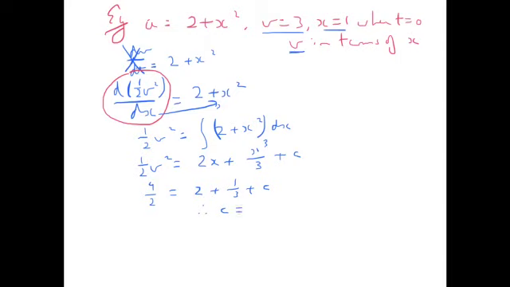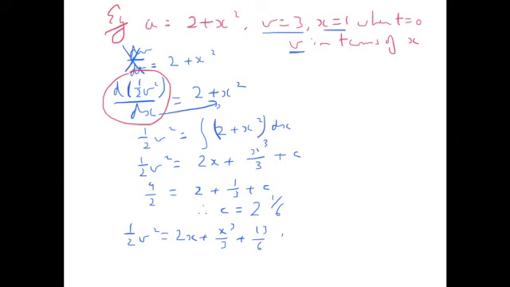So 9 on 2, which is 4.5, take away 2 is 2.5. 2.5 is 2 and 3/6. You take away a third, which is 2/6. Check it through, but I think you'll find that c is 2 1/6. So that means a half v squared is equal to 2x plus x cubed on 3 plus, I'm going to write it as 13 on 6.